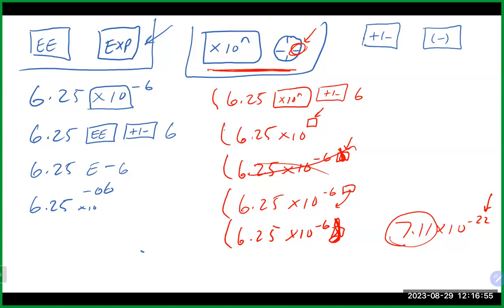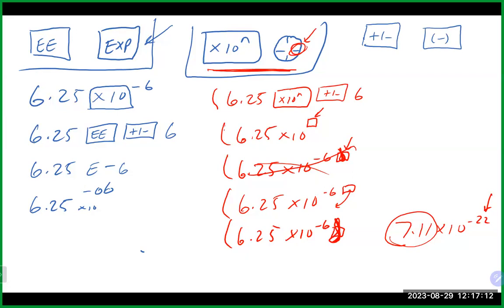If you're not sure where your exponent button is, you should come see me at some point. We'll figure it out on your calculator. But those are really the common exponent buttons that you want to make sure that you use. Any questions on that there?